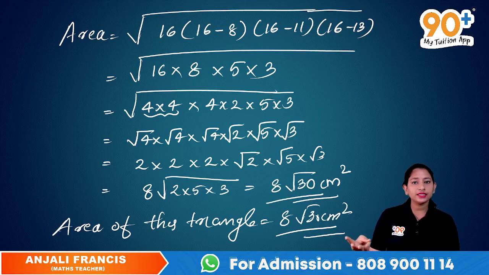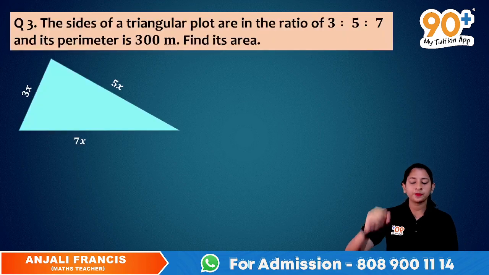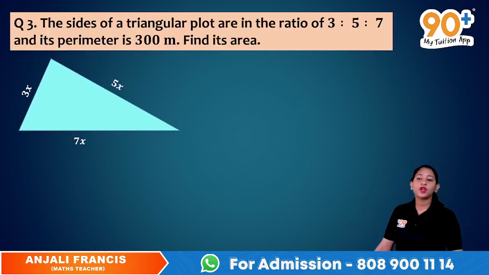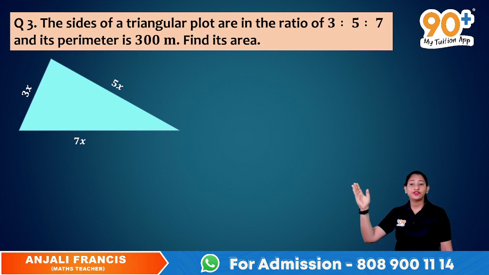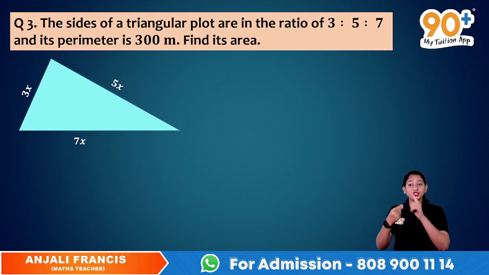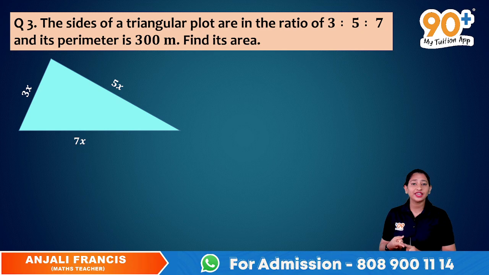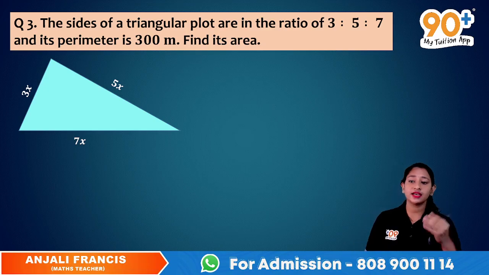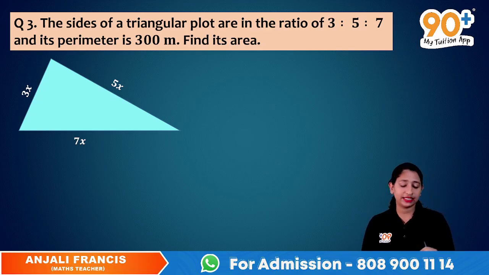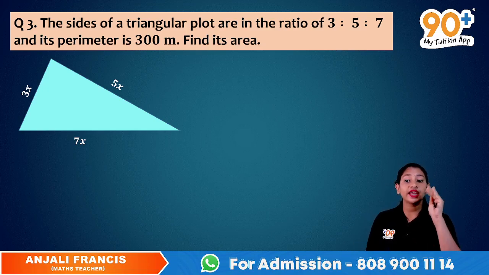So നമുക്ക് third questionലേക്ക് പോയാലോ? Can we move on to the third question? Yes. So our third question is: the sides of a triangular plot are in the ratio 3:5:7 and its perimeter is 300 meter. എന്താ പറഞ്ഞേക്കുന്നേ? The sides are given in the ratio. Ratio ലാണ് നമുക്ക് തന്നിരിക്കുന്നത്, not the correct values.